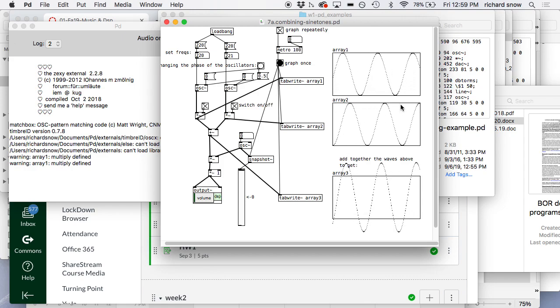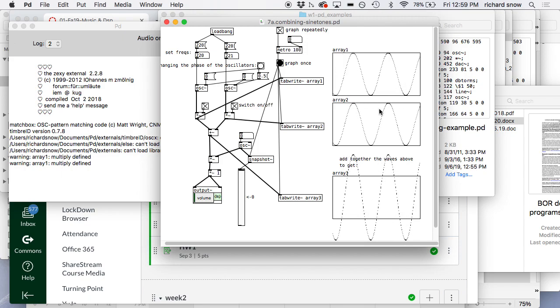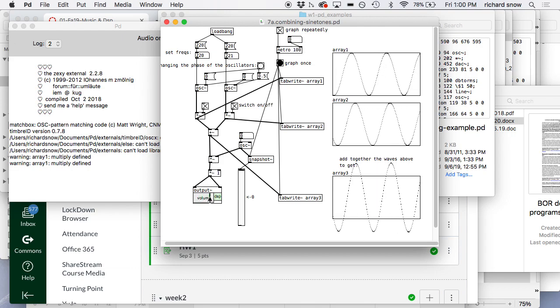So when the peak lines up with the peak of the other sine wave, that sums to 2. But when the peak lines up with a trough of the sine wave, it sums to 0. And the result is this sine wave that has a changing amplitude, with a frequency of that amplitude change at 1 hertz. The difference between the two sine waves gives us that change in amplitude's frequency. So we'll listen to that.